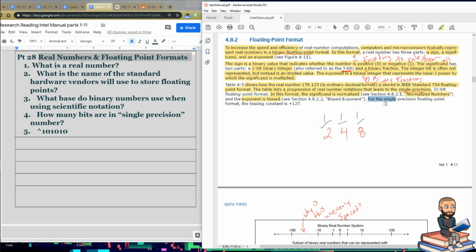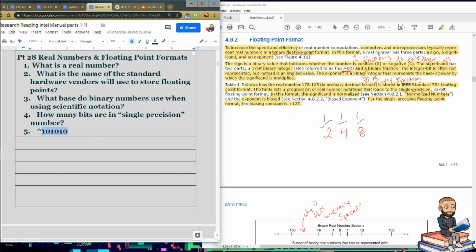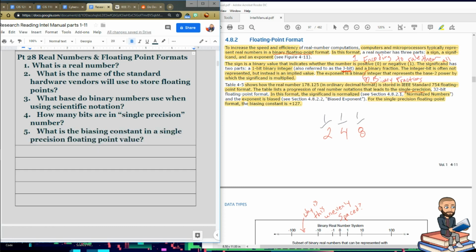And at this point in the manual, they're just talking about single precision floating point format, because at this point in the manual, they'll usually show us the 32-bit stuff first and then go into the 64-bit when there is a difference, that is. But something for your notebook here, the biasing constant is plus 127. You should remember that. So what is that biasing constant in a single precision floating point value?